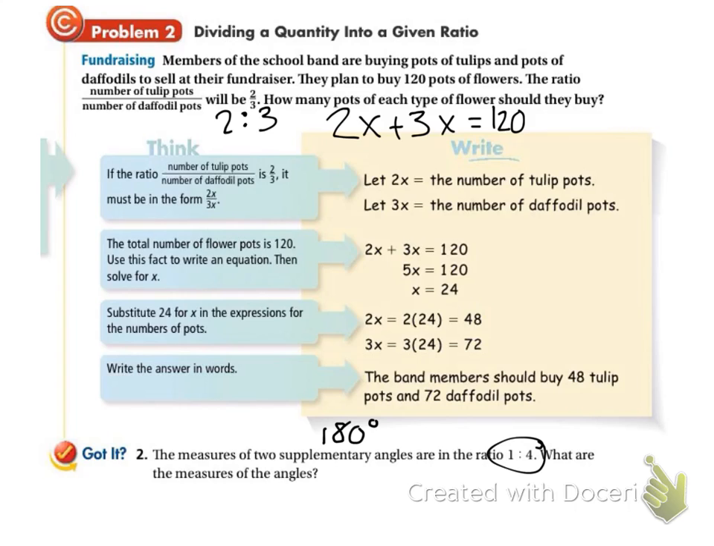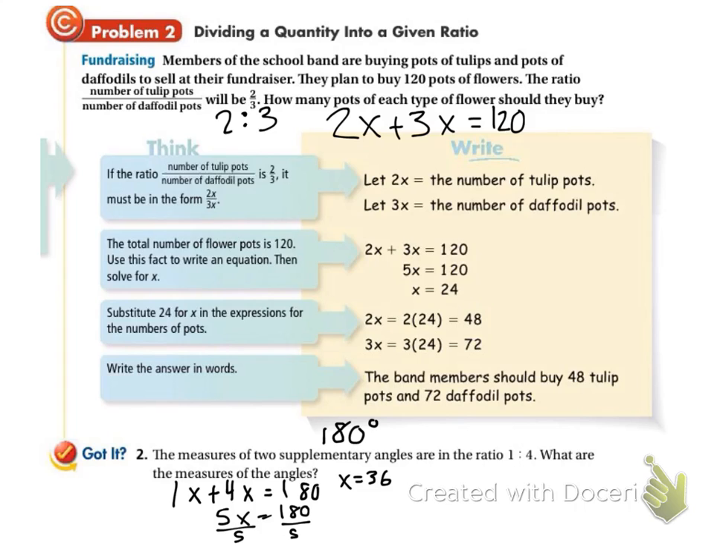So we're going to stick an x with each of those numbers. So 1x plus 4x equals 180. We can simplify on the left. We get 5x is equal to 180. And when we divide both sides by 5, we get that x is equal to 36 degrees.